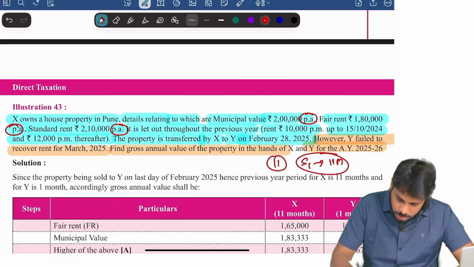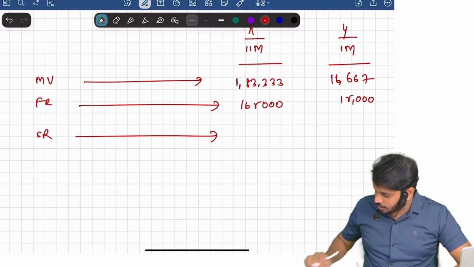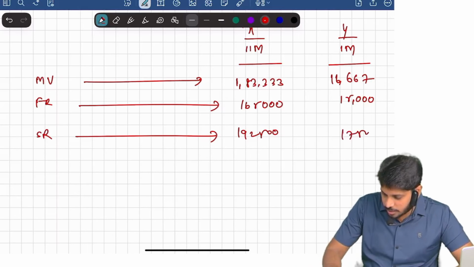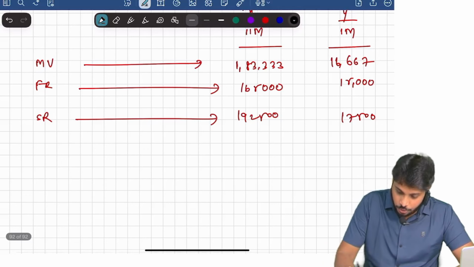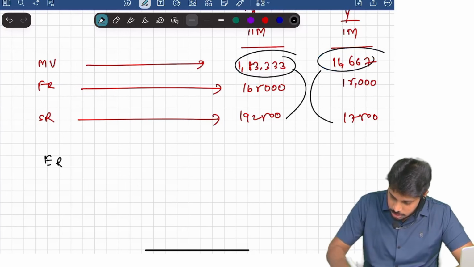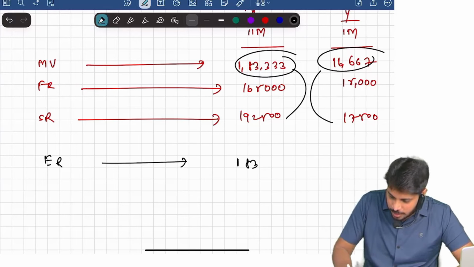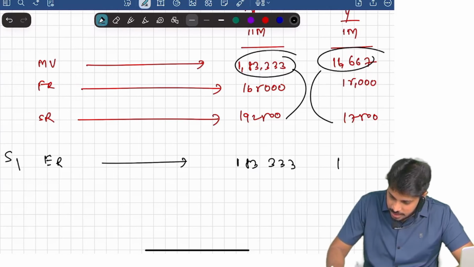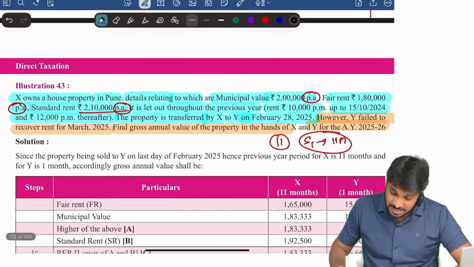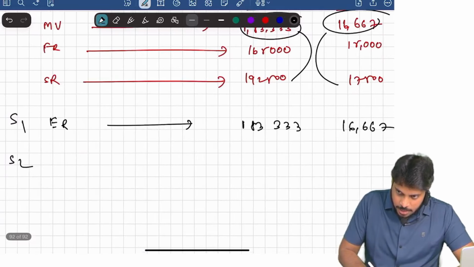Standard rent how much? Standard rent is 2 lakh 10,000. So 2 lakh 10,000 into 11 divided by 12 is 1 lakh 92,500, and the balance from 2 lakh 10,000 is 17,500. Therefore, expected rent is whichever is higher, restricted to this. Anyhow, it is less than standard rent. Therefore, expected rent is 1,83,333. This is step number 1. Agreed? 16,667. Then step number 2, actual rent charged by X: in 11 months, April to 15th October.